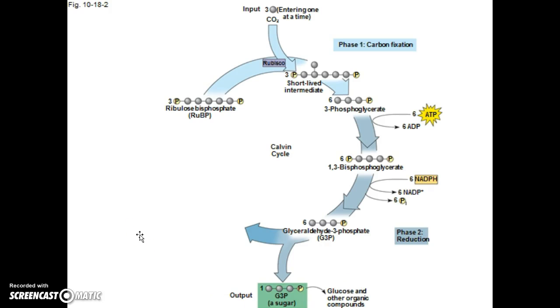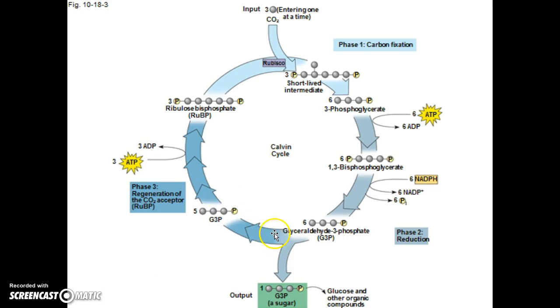The last thing we need to point out before moving to phase 3 is that we see 3 molecules of carbon dioxide going in. For every 3 molecules of carbon dioxide that go in, we will make a total of 6 G3P molecules, or 3-carbon sugars. But only one of those 3-carbon sugars will actually leave the cycle for a net gain of usable sugar. So what happens to the remaining 5? The remaining 5 are used to make more RuBP. So 5 of the G3P stay in the cycle.